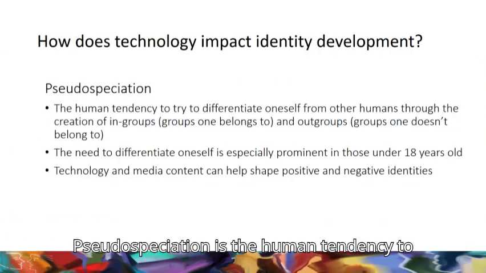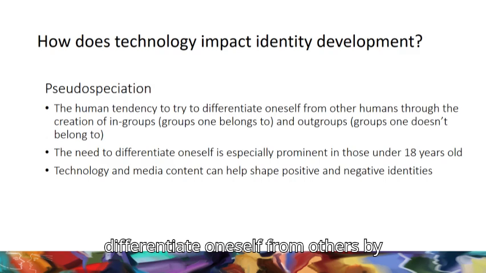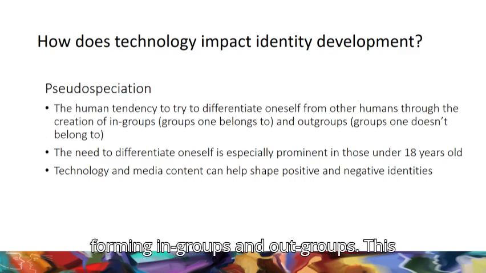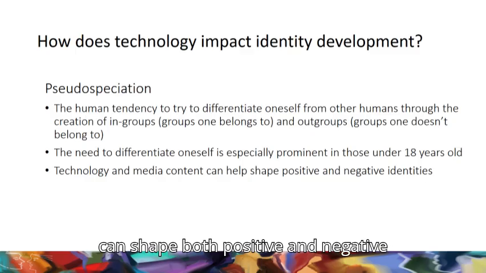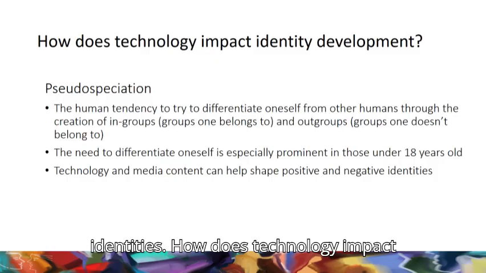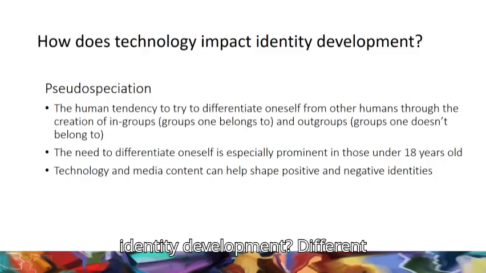Pseudospeciation is the human tendency to differentiate oneself from others by forming in-groups and out-groups. This need is especially strong among those under 18. Technology and media content can shape both positive and negative identities. How does technology impact identity development?